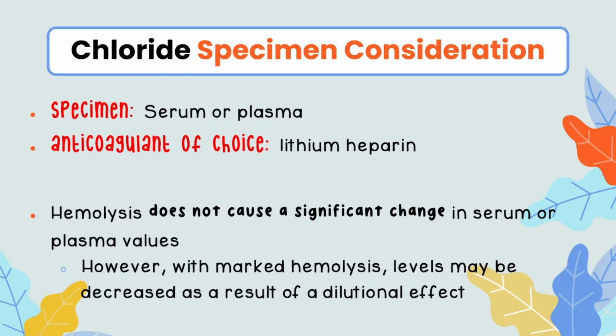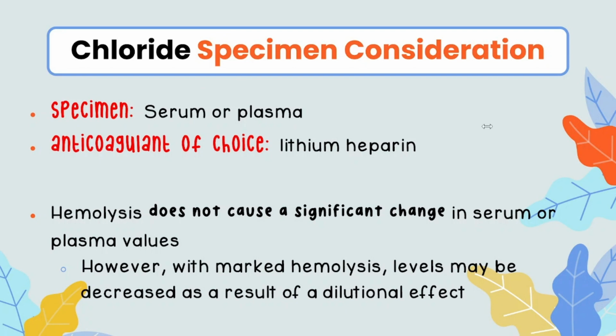If you could still recall the discussion of the different anticoagulants, there are two possible types of heparin placed in your evacuated tube. You have your lithium heparin and you also have your sodium heparin. Since sodium is a specific electrolyte, it would be best not to use that one as it may affect your testing. That is why your anticoagulant of choice should be the lithium one.